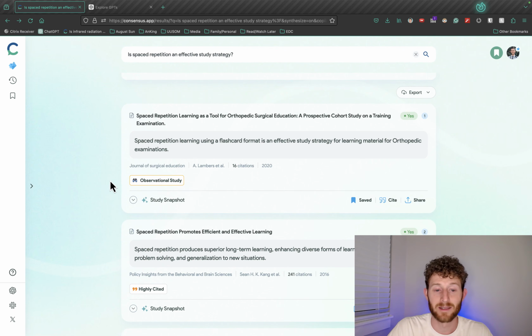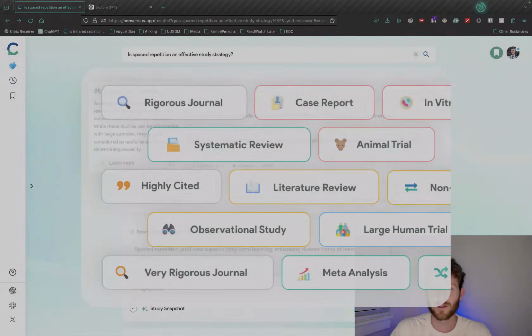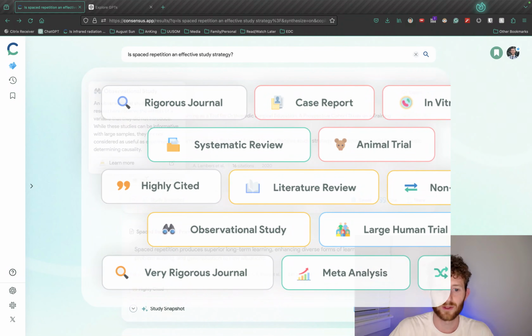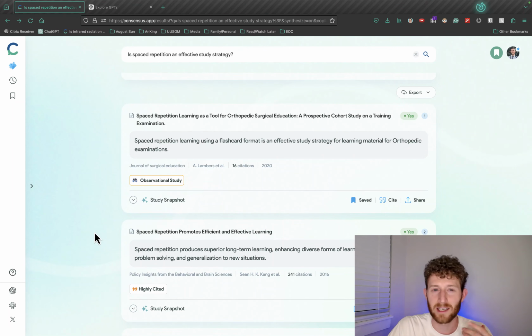Additionally, there are these badges, and I love these things. They tell you whether or not this is an impactful study. So it tells you, was it an observational study, a randomized controlled trial, was it highly cited? This helps you start to digest, was this useful and can I generalize this? It's just the beginning though.